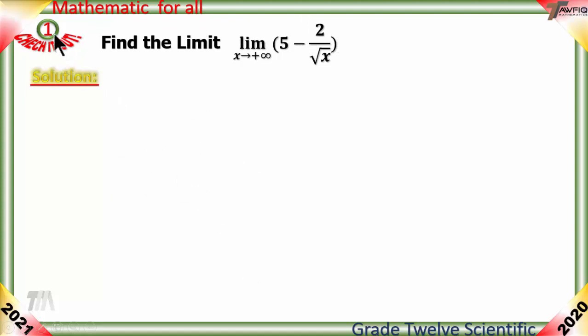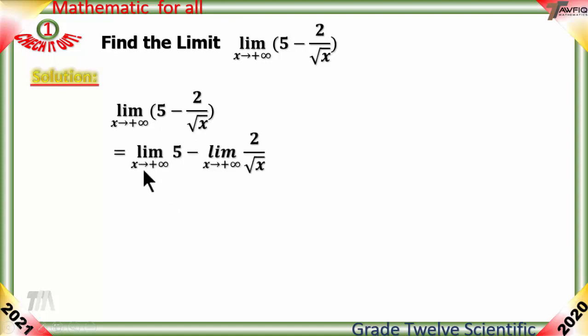Check it out. Number 1. Find the limit when x approaches positive infinity of 5 minus 2 over square root of x. The limit is equal to the limit of 5 minus the limit of 2 over square root of x. It becomes 5 minus 0, which equals 5.